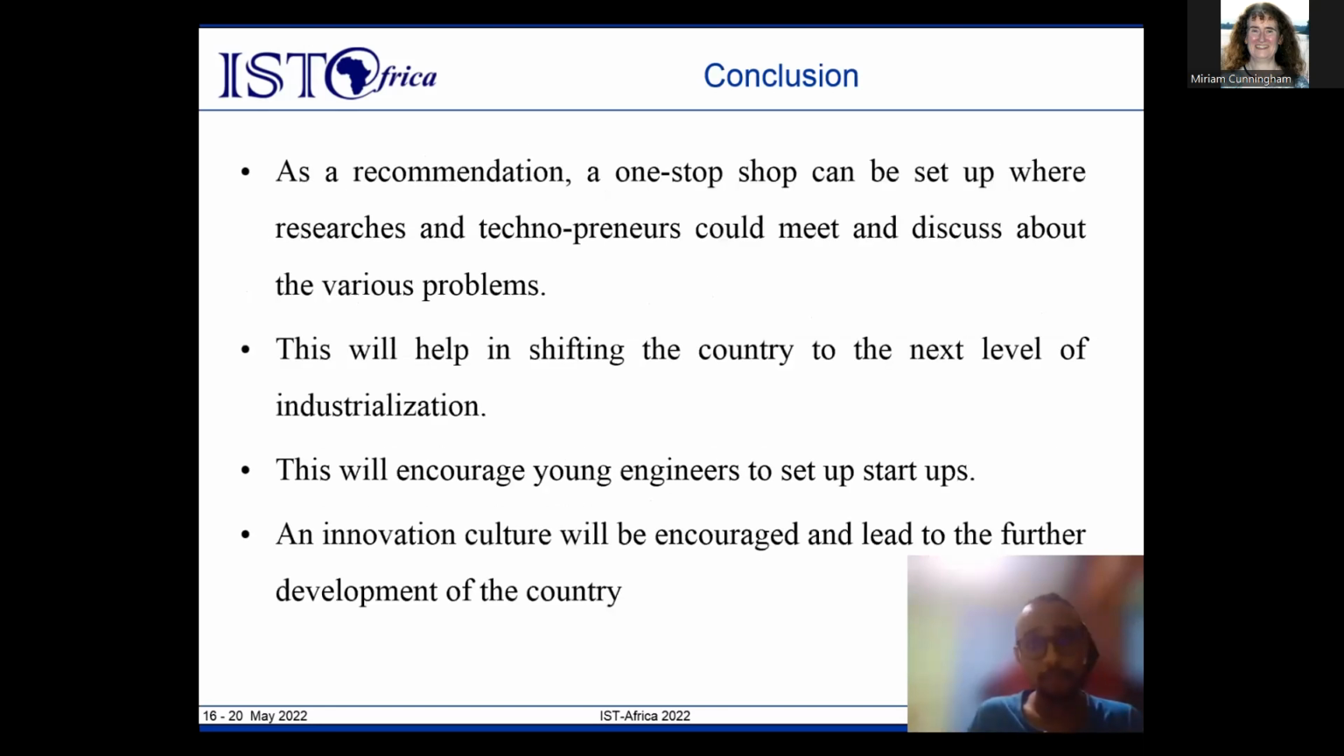Thus, a one-stop shop can be set up where researchers and technopreneurs can meet and discuss the various problems that the economy is currently facing. This mindset, of course, will encourage an innovation culture, which will lead to the further development of the country.